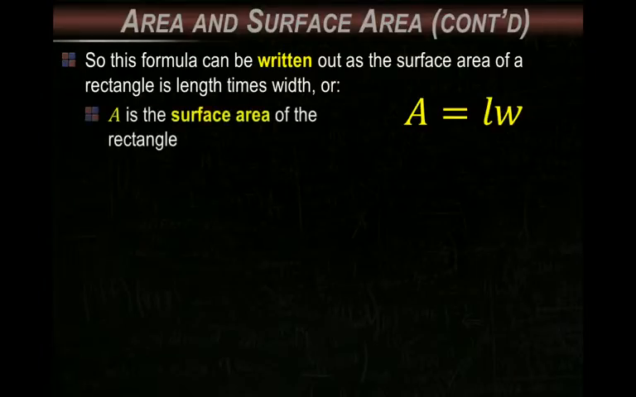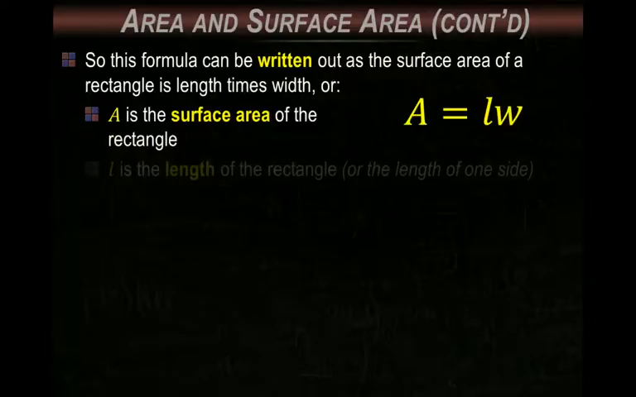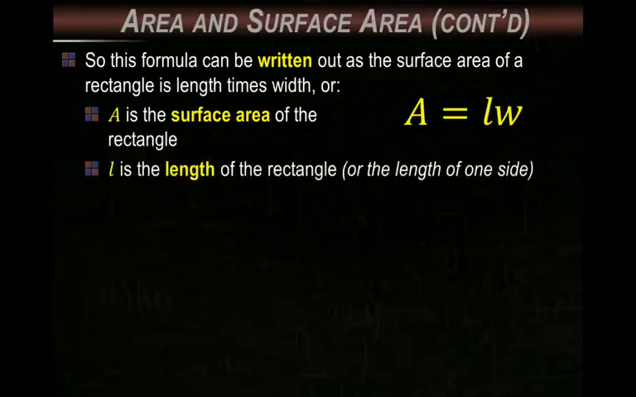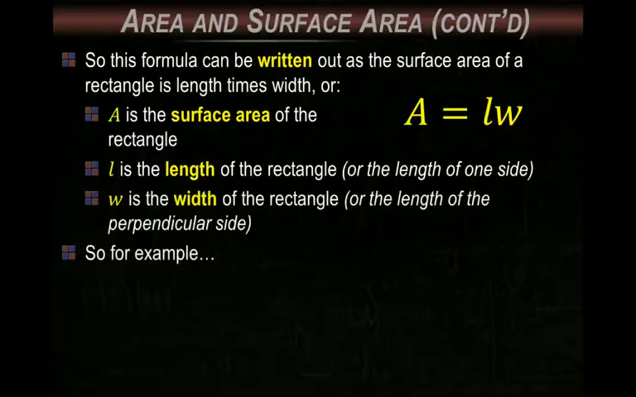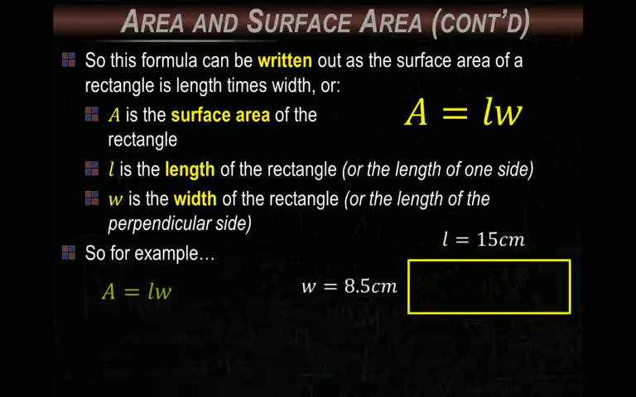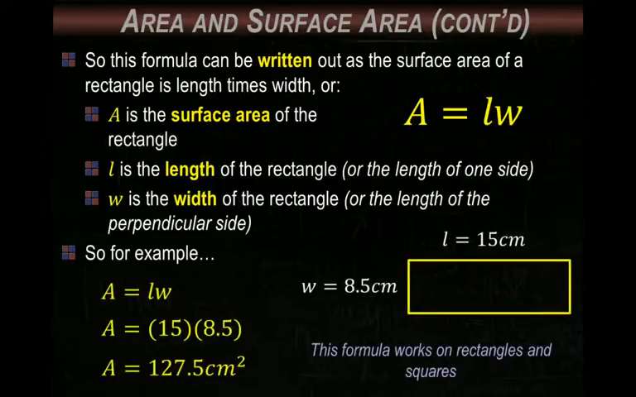So A is the surface area, L is the length of one side, it doesn't matter which side you pick, and W is the width of the opposite side on the perpendicular. So here, let's take an example. Here is a rectangle. I'm going to call this the length, 15, and this the width, 8.5. But it honestly didn't matter. I could have called this the length and this the width. I'm multiplying those two numbers together and coming up with 127.5 for the area. This formula works on both rectangles and squares. That's how you calculate the area.